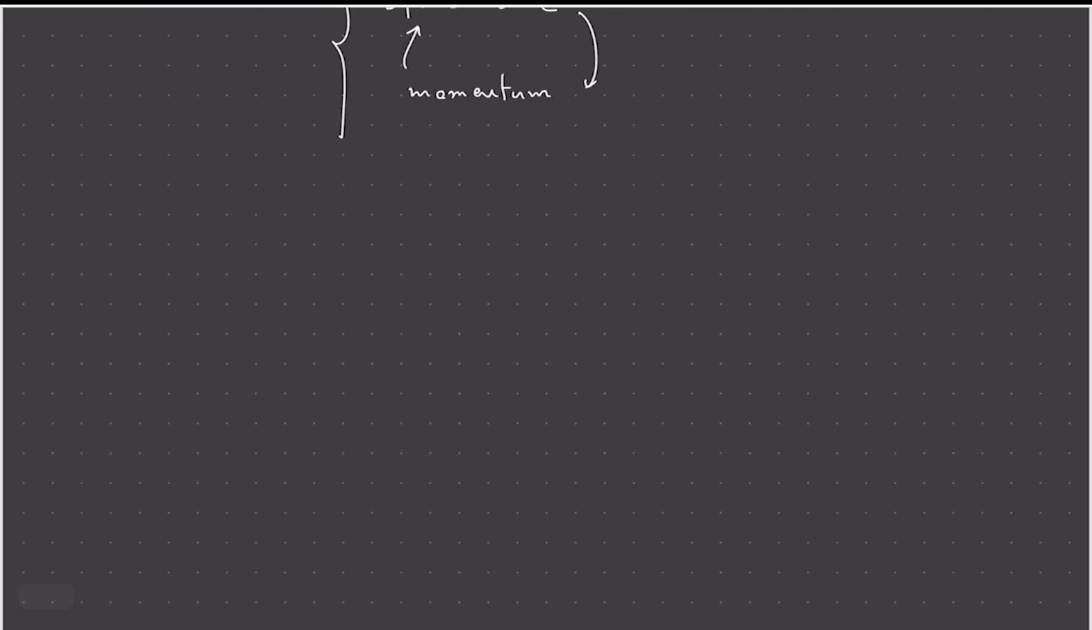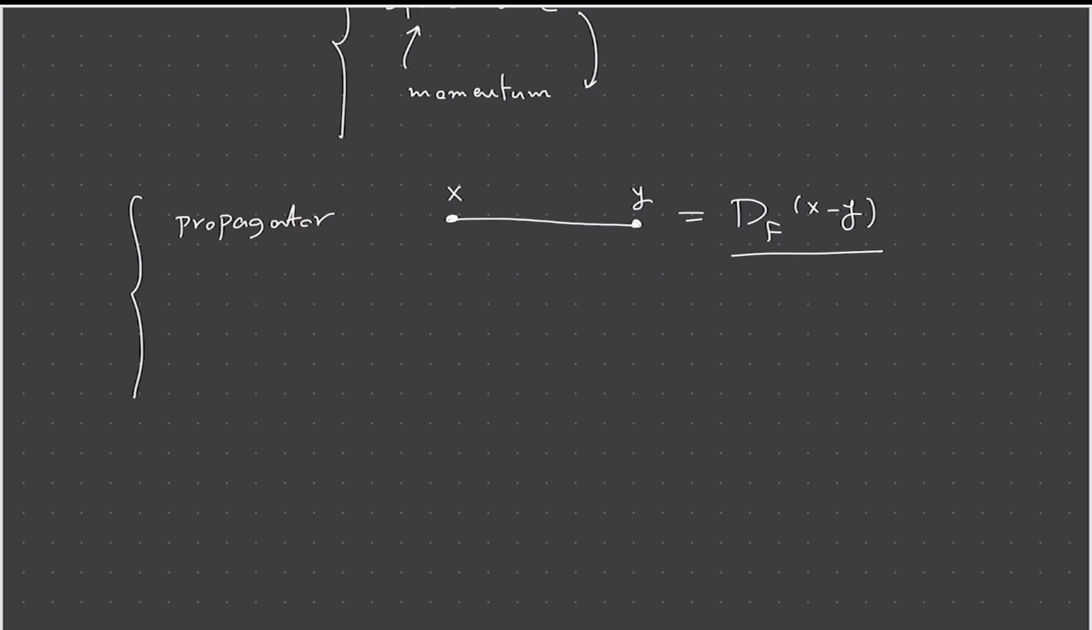So the Feynman diagrams are saying that if we have a propagator between x and y, where x and y are fixed points, a propagator is something that propagates from x to y. This corresponds to a Feynman propagator. The Feynman propagator is an expectation value. So a propagator is just the Feynman propagator.